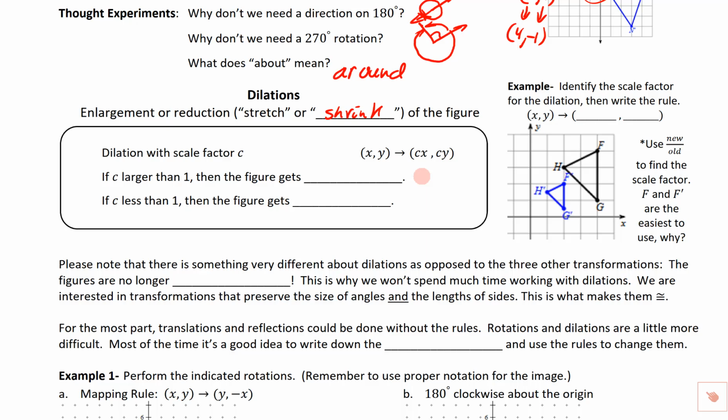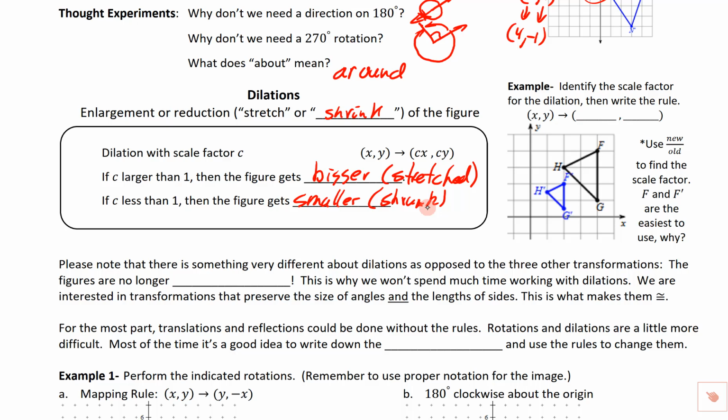Now with dilations, it happens kind of like we were talking about before with stretches and shrinks with functions and stuff like that. So if c is larger than 1, then the figure gets bigger. Okay, it gets bigger. In other words, it gets stretched. Okay, and if it's less than 1, then it gets smaller, which kind of makes sense. It gets shrunk.